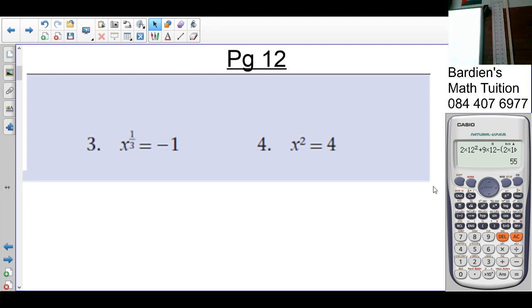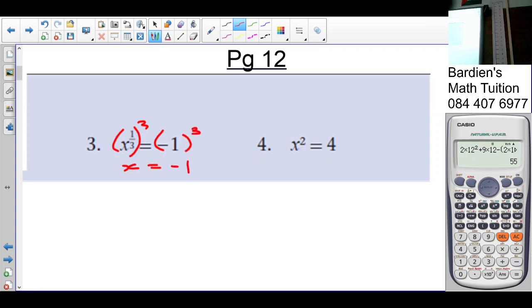Not so? If I raise this to the exponent 3 over 1, that would simply be x is equal to negative 1 cubed. If I apply the radical form, the cube root of x is equal to negative 1, how do I get rid of the cube root? Raise it to the power of 3 on both sides. So that's simply going to be x is equal to negative 1. So either way, we'll give you the correct answer. Okay? You will understand.